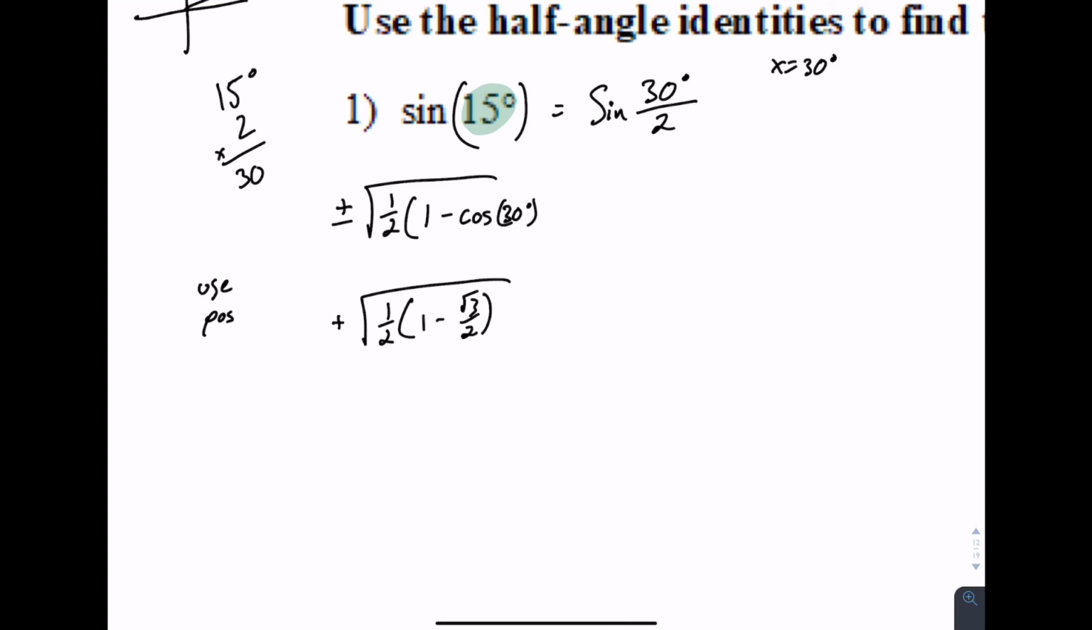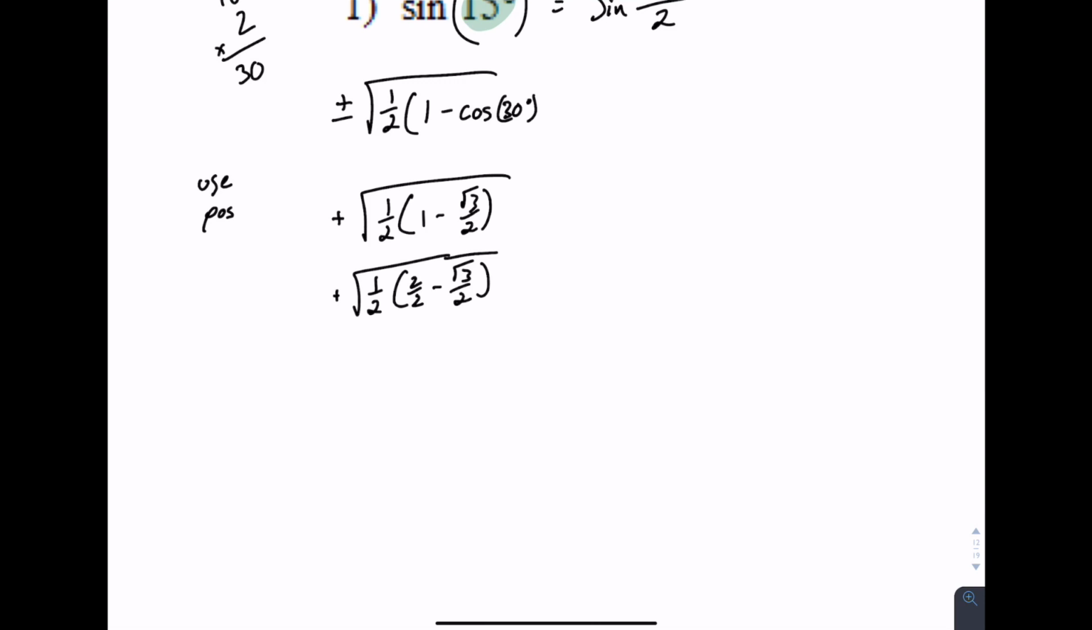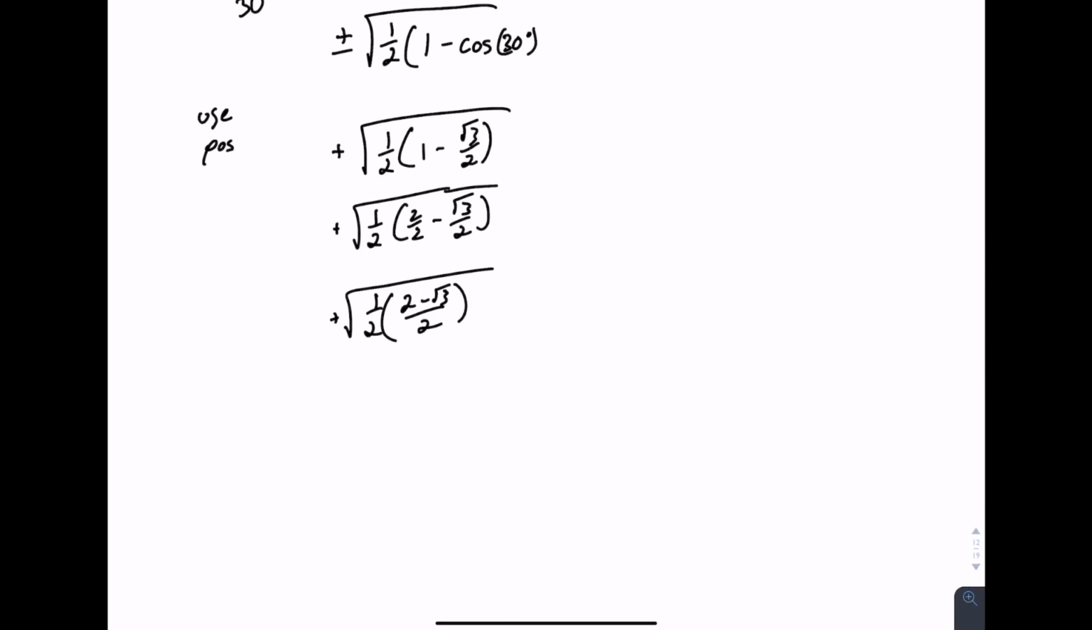Okay, now we can start simplifying. So that one is 2 over 2. So plus square root of 1/2, 2 over 2 minus the square root of 3 over 2. Start combining like terms and do all that good stuff. So this is plus the square root of 1/2. Over here, it's 2 minus the square root of 3 over 2. Now we can multiply the 1/2 in. This would be 2 minus the square root of 3 over 4. Okay, remember, this is all under the square root.